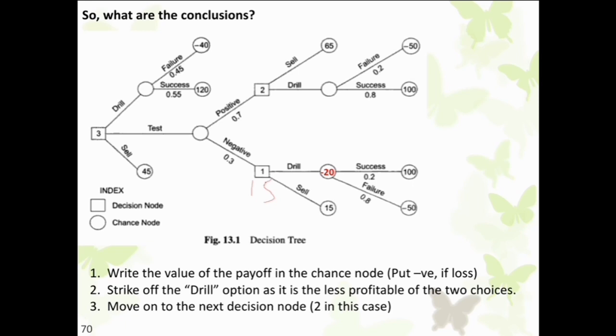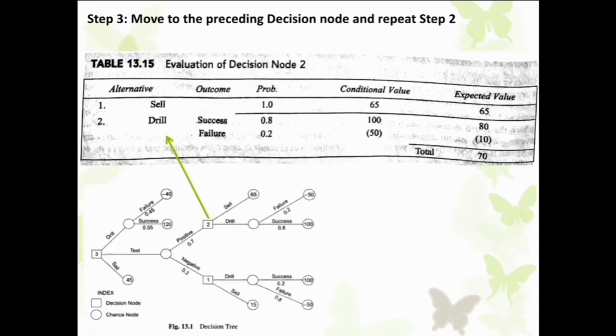So when the test results turn out to be negative, the maximum payoff which we can get is by selling the land, which is going to be 15 million. And we should strike off the option that is rejected, that is drilling in this case. So that is all we need to do. Moving to the next decision node, decision node 2, here also we have two options, selling and drilling.